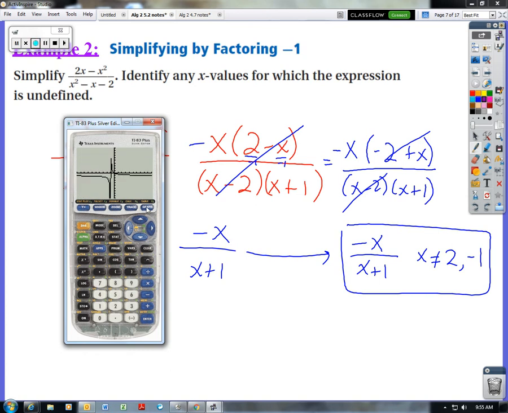And we're going to check values at 2 and negative 1 in the table because that's the easiest. And if I go to, let's look at negative 1, notice I have an error at negative 1 and I also have an error at 2. So that confirms that it doesn't exist at both 2 and negative 1. And we'll see you next time.